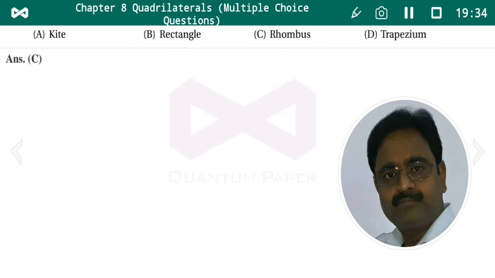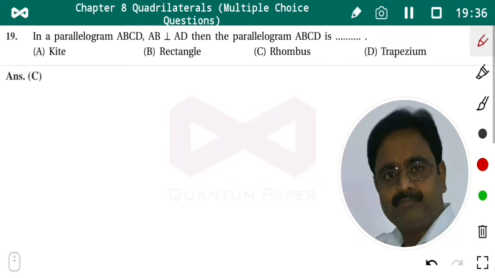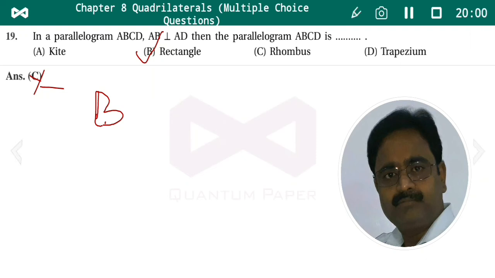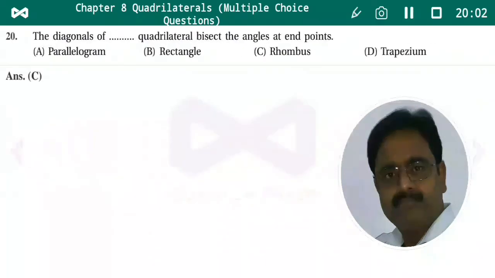B option is right. Which option is right in this? B option is right, not C. Its answer is option number B. Rectangle. Right friends? आ रही बात समझ में? In a parallelogram ABCD, if AB is perpendicular to AD, then parallelogram ABCD becomes a rectangle. Right? Let's move on to question number 20.